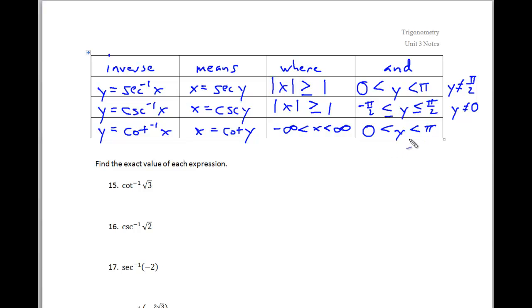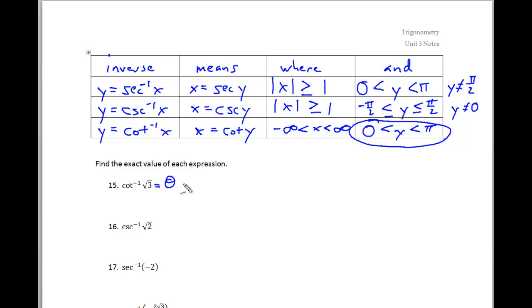This piece right here is more like cosine, and we're going to use that fact when we get down to the bottom for problems 19 through 24, when we have cosine or cotangent that are, since we're looking at only between 0 and pi, that's going to change things a little bit, so we're going to have to be kind of aware of that.